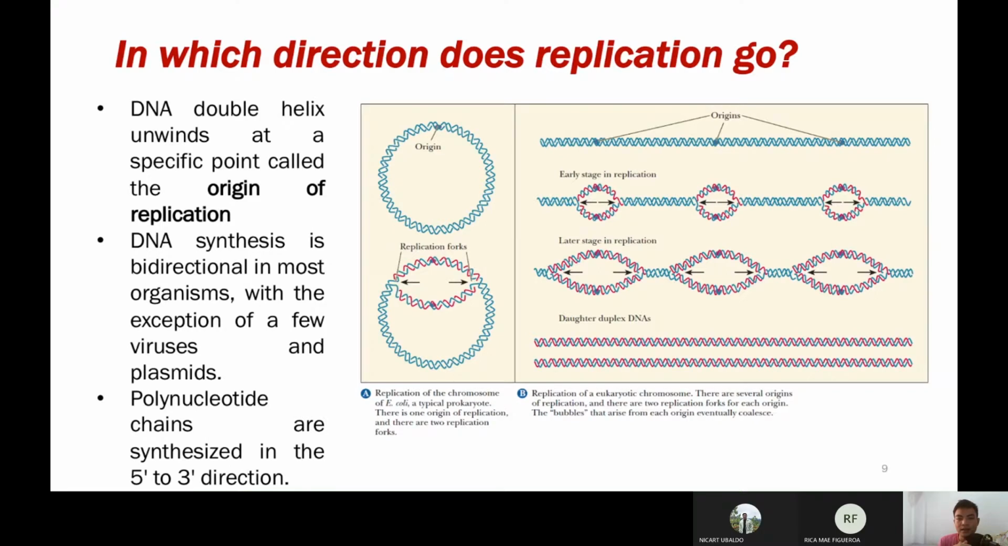Okay. So, mangyari doon is that there will be a specific point in your DNA helix, no? So, sa isang mahabang helix na yan, there will be a specific point wherein the replication will happen. And that point is called the origin of replication. Okay? So, dun lang talaga siya nangyayari. Okay? Sa origin of replication.